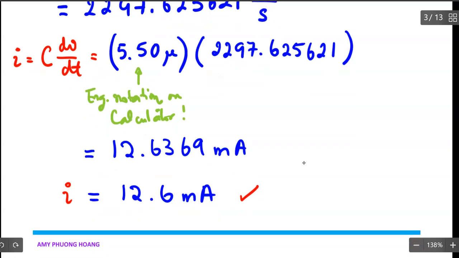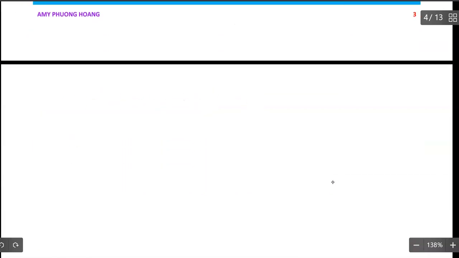Alright, so it's a quick review for significant digits. If you want to round to 3 significant digits, this is your third significant digit, which is the number 6. Then you take a look at the next significant digit, which is 3. So 3 is less than 5, so you drop the rest of this and just leave the 6 alone. So it's 12.6 milliamps. Okay, so let's move on to the next example.